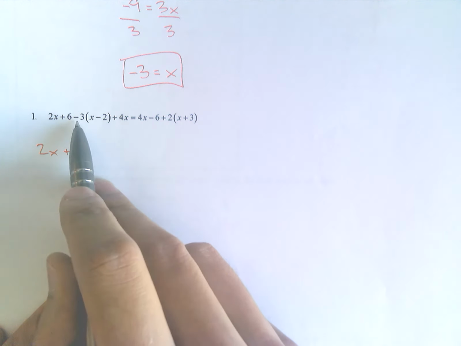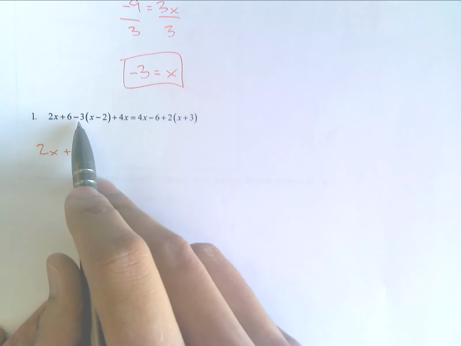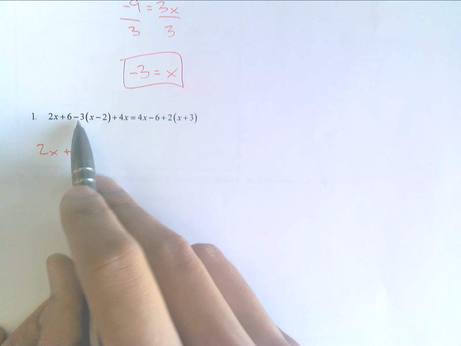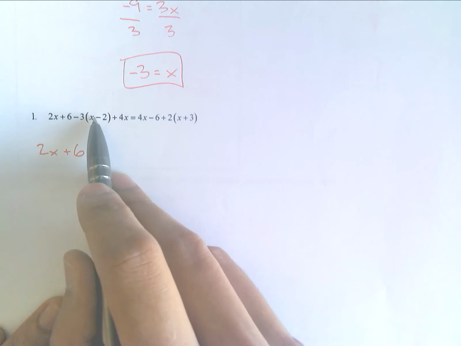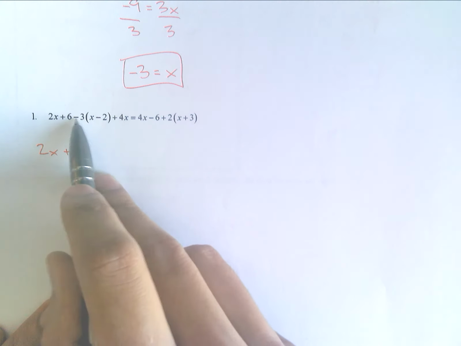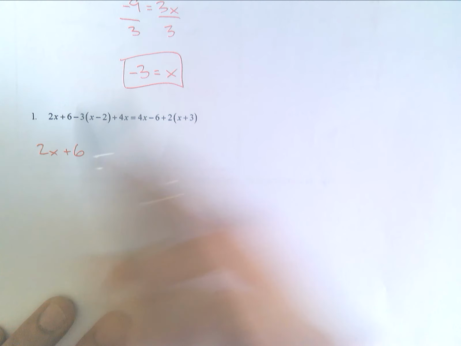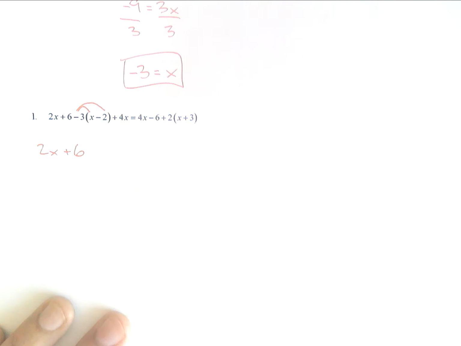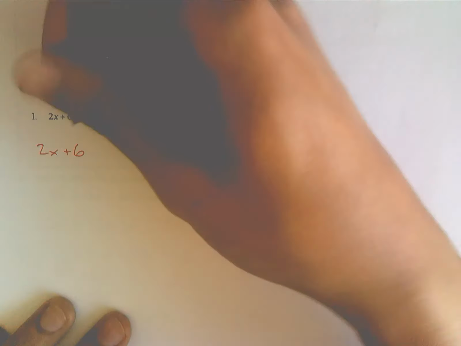So when we're distributing, one of the biggest things that I see students mistake is they just distribute the 3. Here we want to distribute the negative 3. So this negative tags along with the 3. So we want to multiply all the terms on the inside by negative 3. So negative 3 times x is negative 3x.